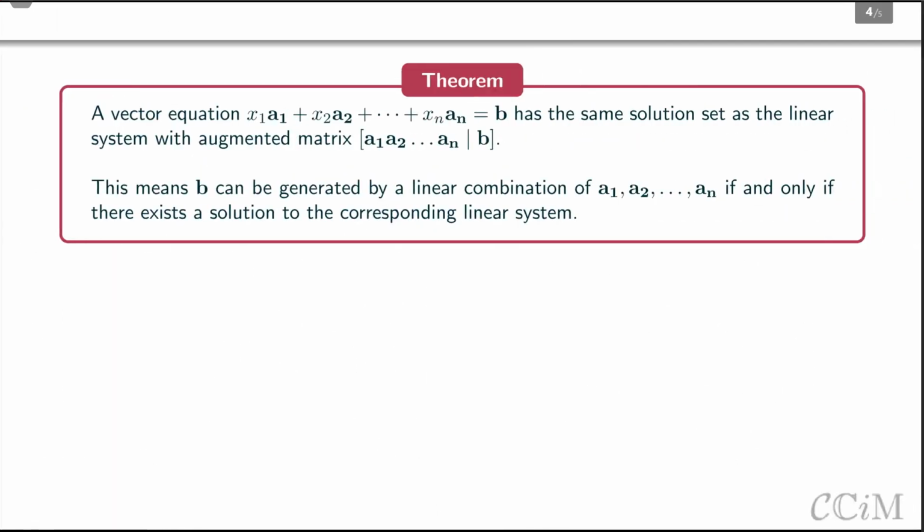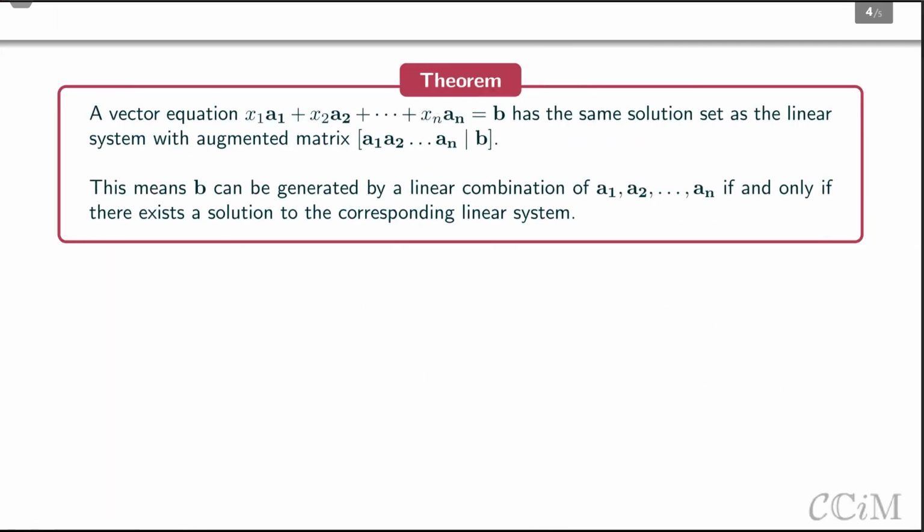Let's now look at a theorem. The theorem says the vector equation x1 a1 plus x2 a2 on up to xn an equals b has the same solution set as the linear system given the augmented matrix shown here. In other words, this says b can be generated by a linear combination of a1 through an if and only if there is a solution to the corresponding linear system.